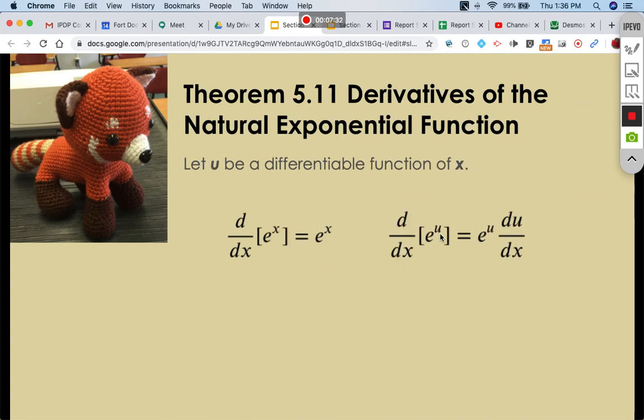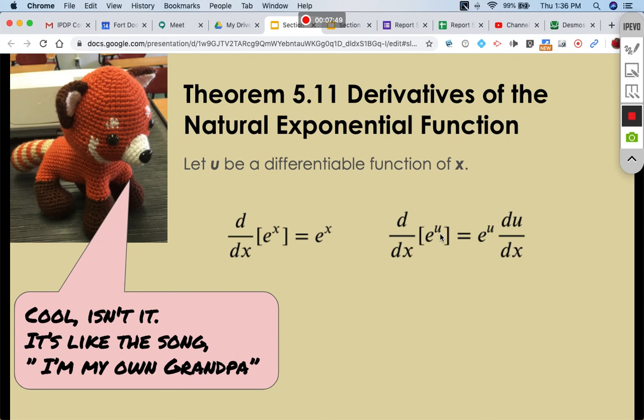Derivative of e to the x equals e to the x. Derivative of e to the u is e to the u times du dx. So, yeah, chain rule. Simple. Nicest things to find the derivative of is e to a power.